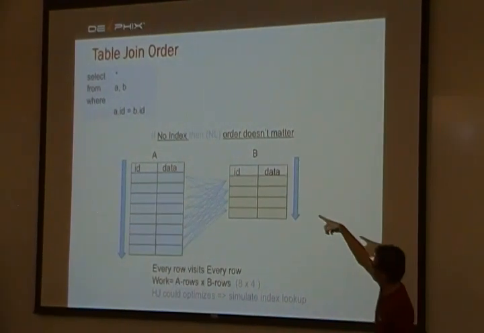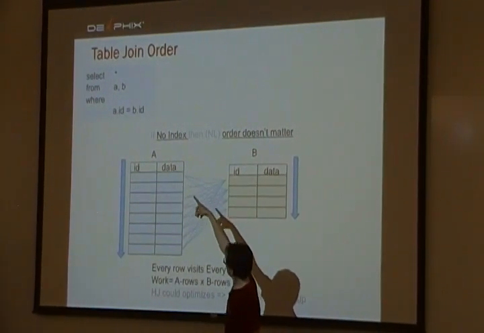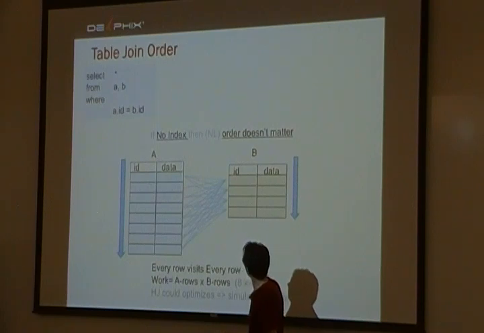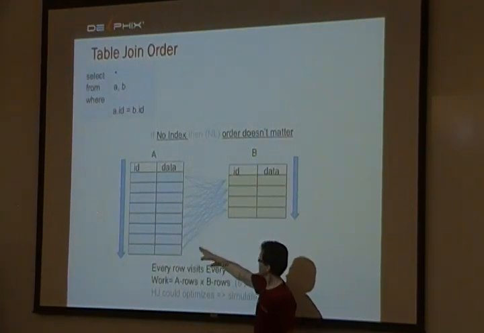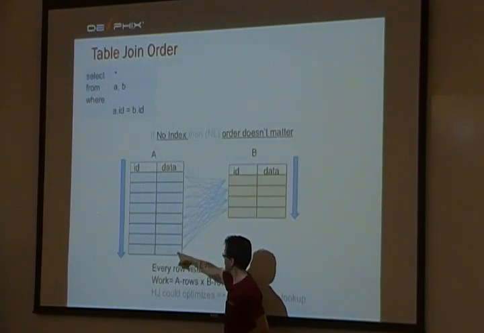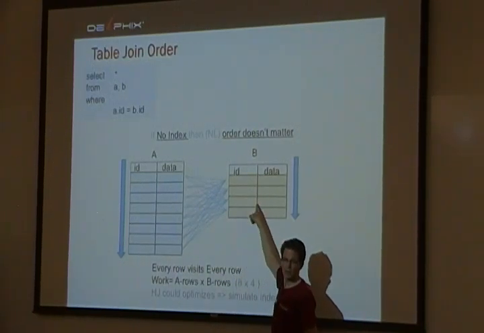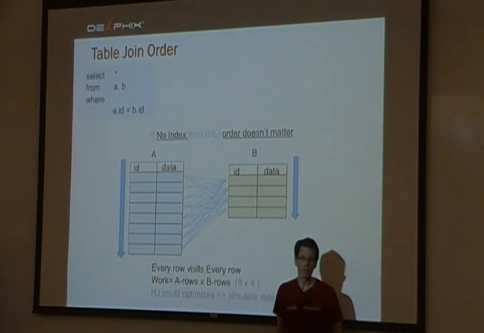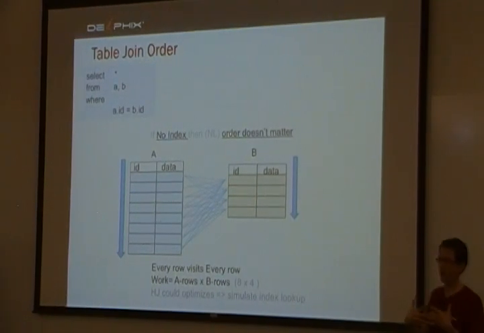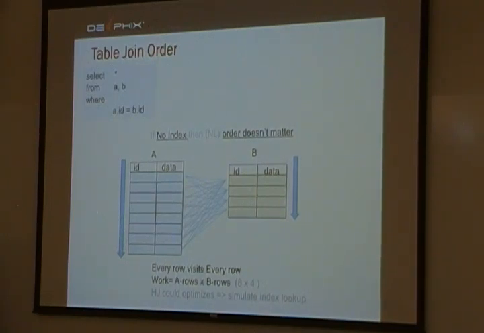But if I have 2 tables and I'm joining them on a column, join A and B on their ID, both have an ID column. Really, it doesn't matter where I start. If I start at this table, I've got to go to every row and look at every row here. If I start here, I hit the same number of rows. Every row here is going to get combined with every row there. In a nested loops join, it doesn't matter what order it is. My work's going to be rows in A times rows in B. If I did a hash join, it's a little bit different, but let's not go there yet.